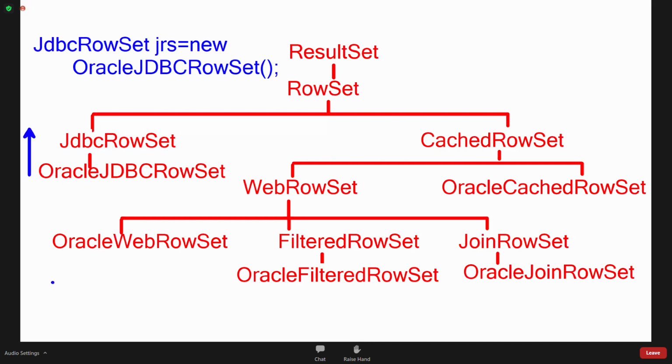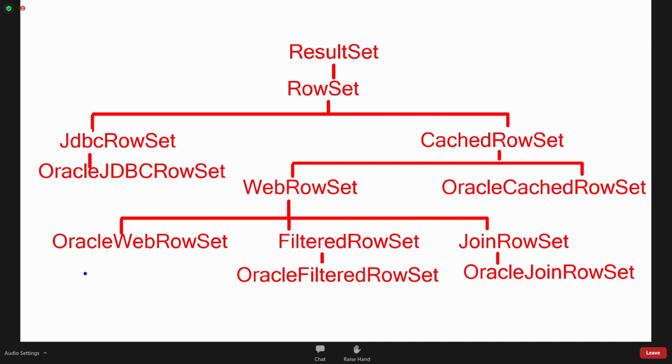Upcasting is done by the system implicitly. Upcasting is always valid. If you want to do downcasting, upcasting is required as well as explicit type conversion. Now using OracleJDBCRowSet, can I access JdbcRowSet methods? Can I access RowSet? Can I access ResultSet? Yes. So with this hierarchy, what you understand is that for upcasting and downcasting purposes, this hierarchy is required.